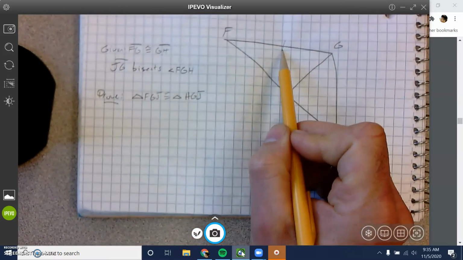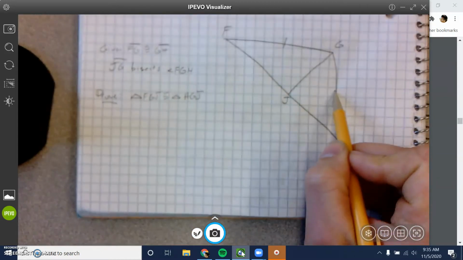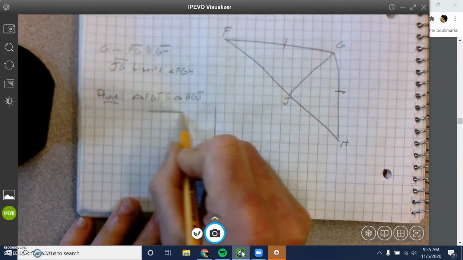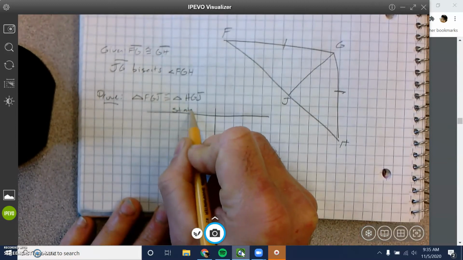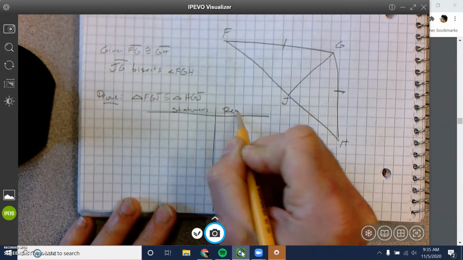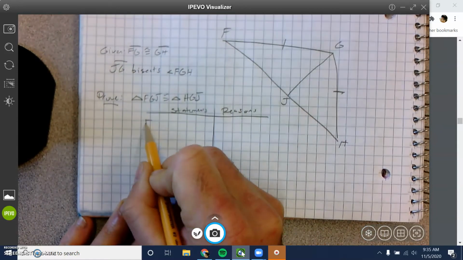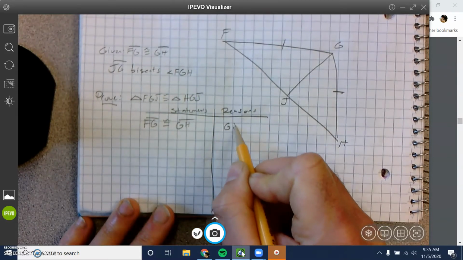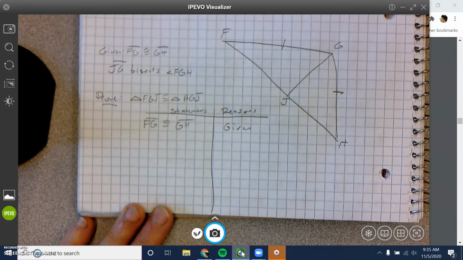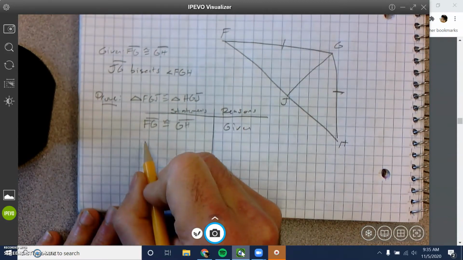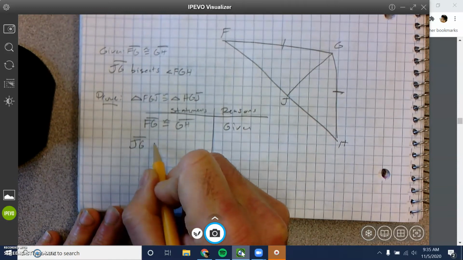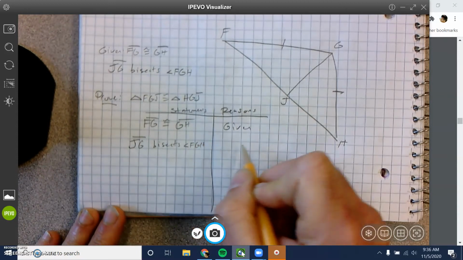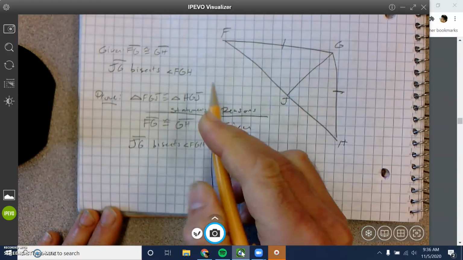FG is congruent to GH. Sorry, my bad, GH. So let's write our two-column proof. Statements and reasons. Our first thing, FG is congruent to GH. Given, bam. Okay, so now it has JG, so line JG bisects angle FGH. Given. Why? Because it tells us it's given.